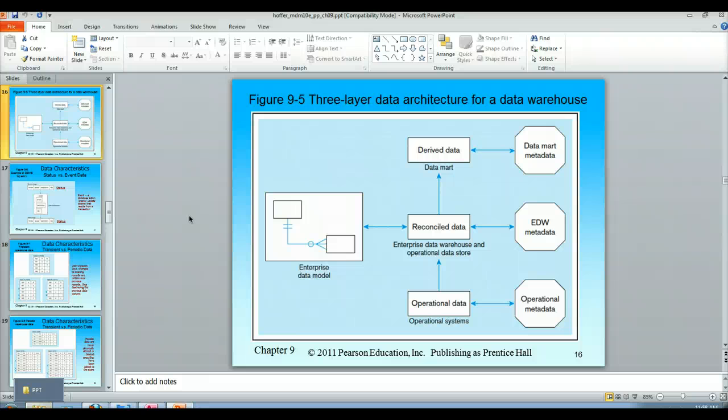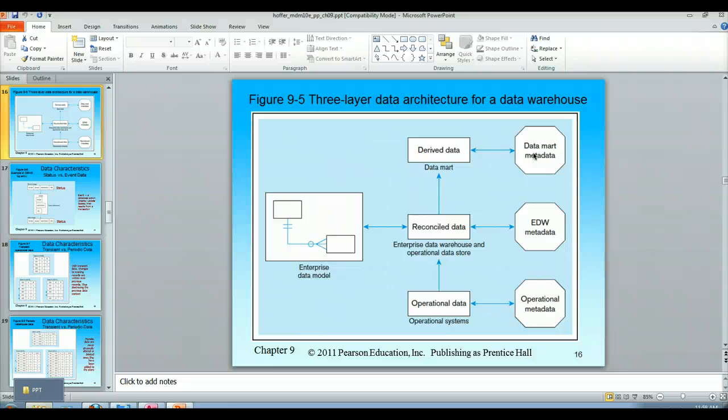We are going to have metadata associated with our EDW, right? So what describes what is in the data warehouse. So that's our EDW metadata. And then from our reconciled data, we have more derived data that gets pulled into a data mart. And then again, we're going to have metadata associated with our data mart, all of which has to be modeled before you actually do it.